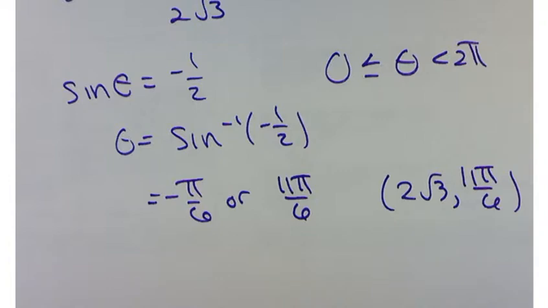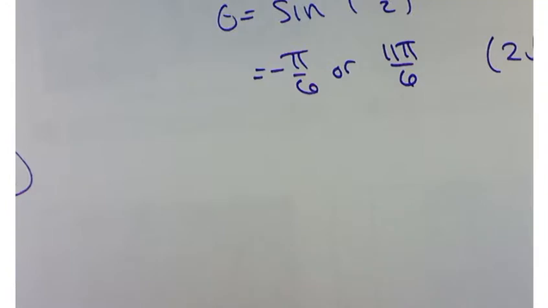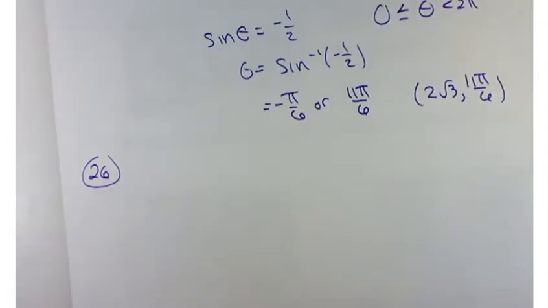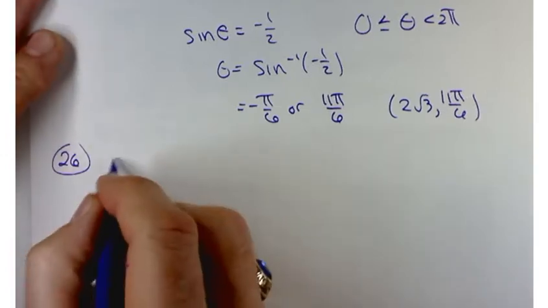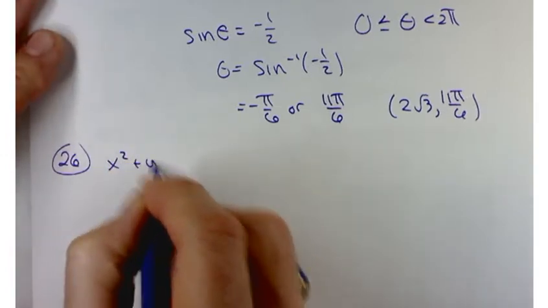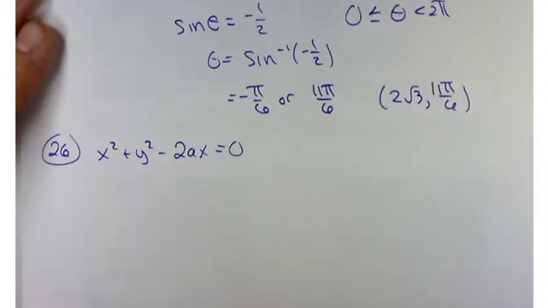Are we okay with problem number 16 there? Let's take a look at some other ones. Problem number 26. We're going to convert from an equation in rectangular coordinates to an equation in polar coordinates. So x squared plus y squared minus 2ax equals 0.